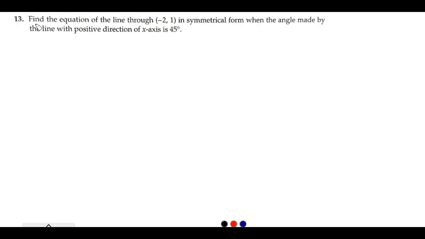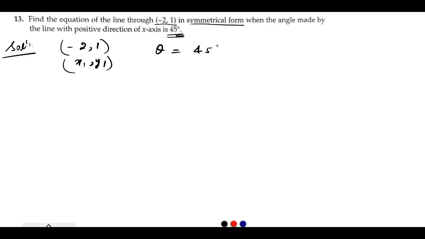Question number 13. Find the equation of the line through minus 2, 1 in symmetrical form when the angle made by the line with positive direction of x-axis is 45. We have to find the equation of line in symmetric form. This is the point minus 2, 1 from which the line is passing. It means this is x1, y1. And inclination of line is 45 degree, means theta is equal to 45 degree.